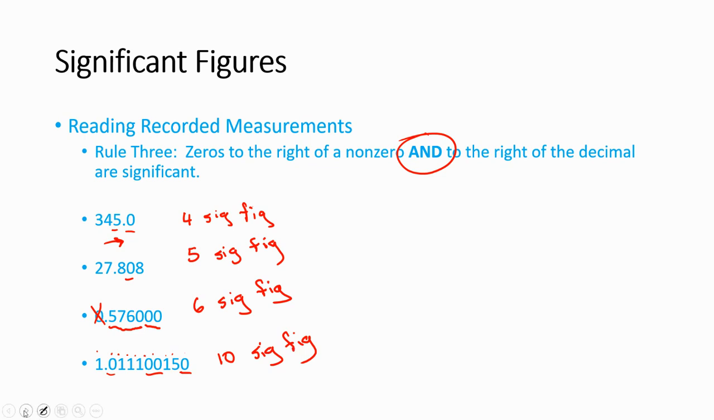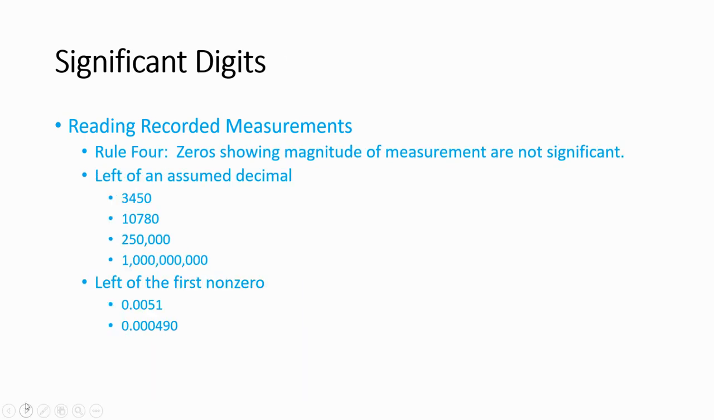Everything's significant. And our final rule. This is where we first look at the idea of an assumed decimal place. Zeros that show magnitude only are not considered to be significant. What does magnitude mean? Well, let's take a look at the measurement 3,450. The first question I would ask is, is that zero an important number? Important is different than significant, but let's ask the question anyways.